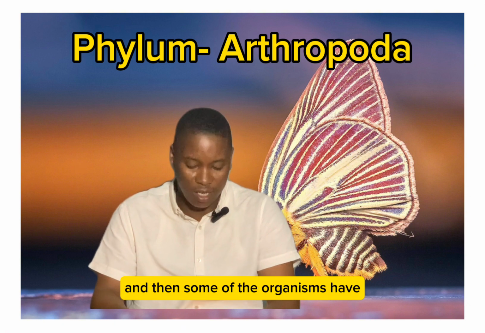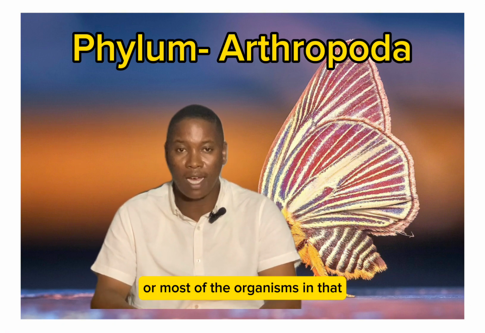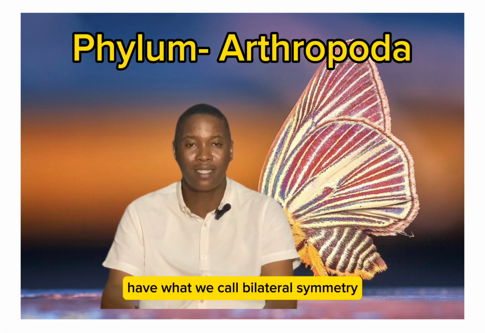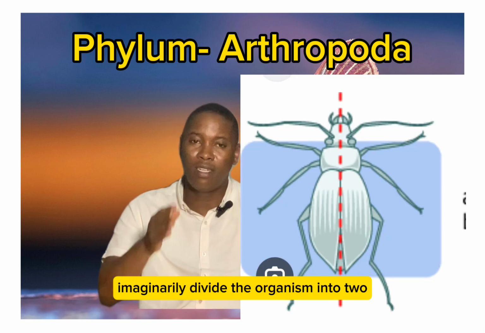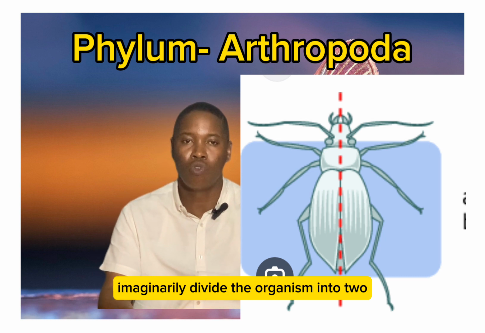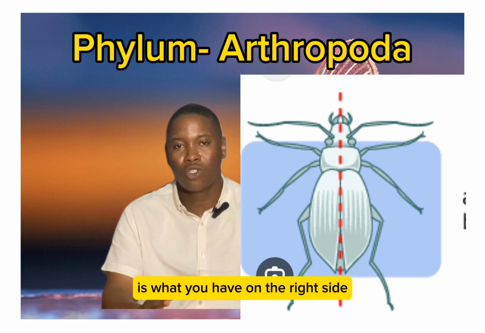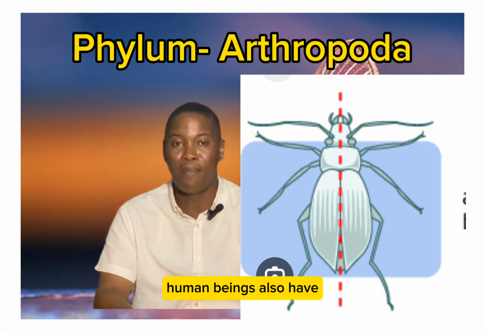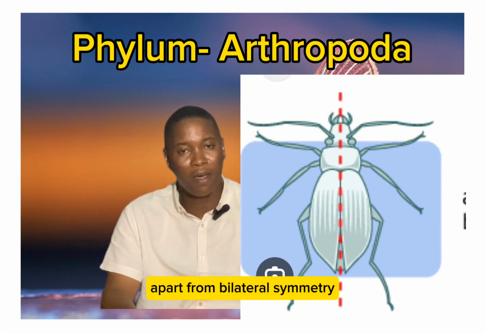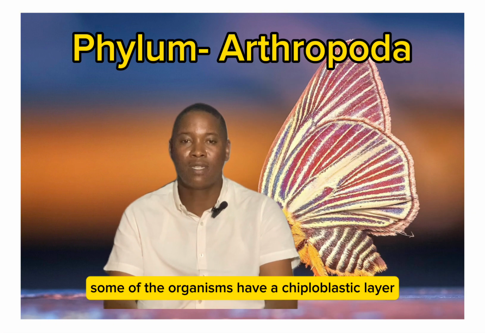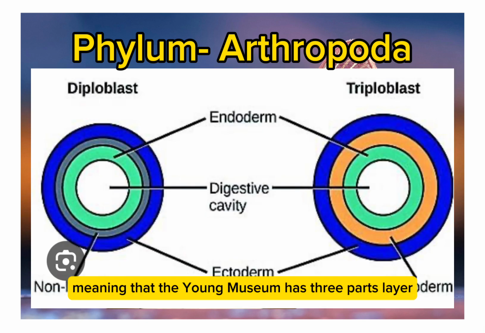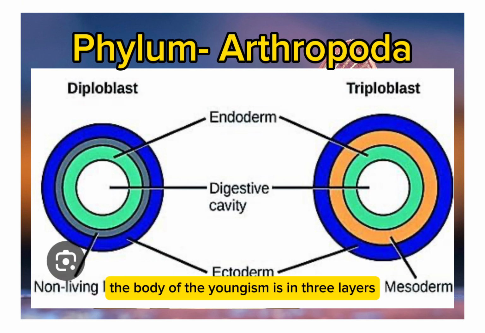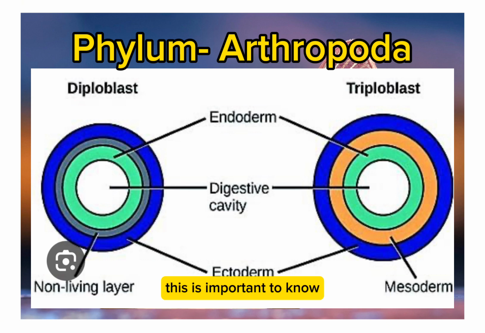And then most of the organisms in the Arthropoda have what we call bilateral symmetry. This just means that you could imaginarily divide the organism into two, and what you have on the left side is what you have on the right side. Human beings also have bilateral symmetry. Apart from bilateral symmetry, some of the organisms have a triploblastic layer, meaning that the body of the organism is in three layers. This is important to note.